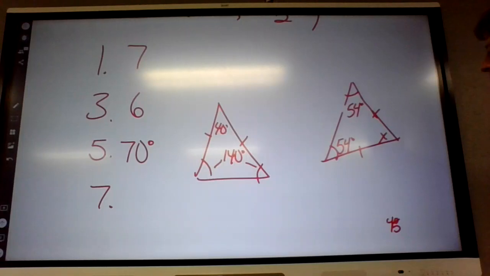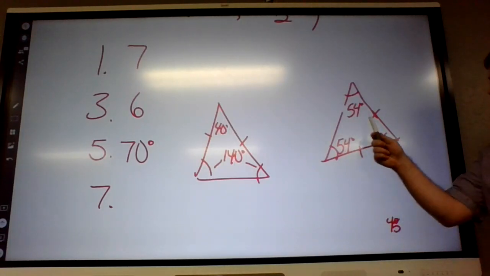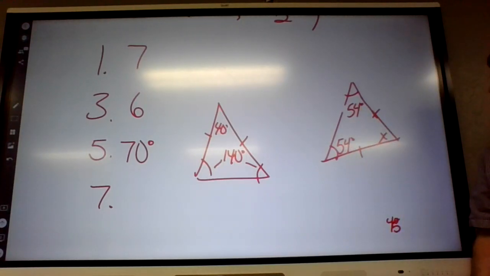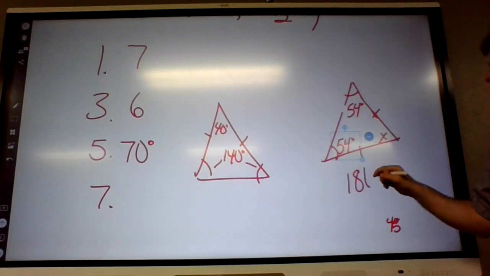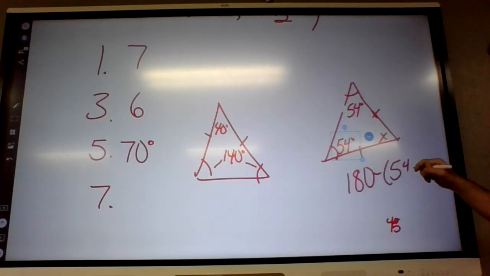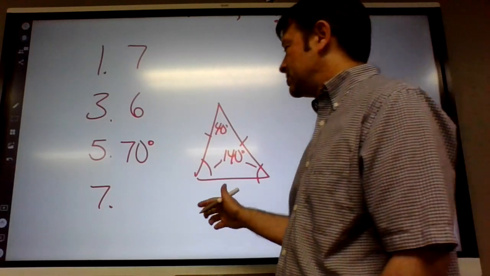So how do I find x? 180 minus these 2. So these 2 add up to 108. 180 minus 108 is 72.